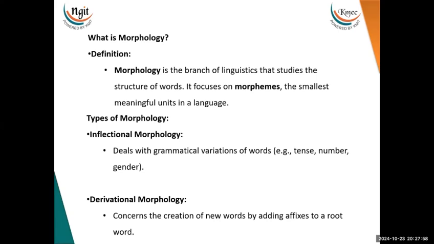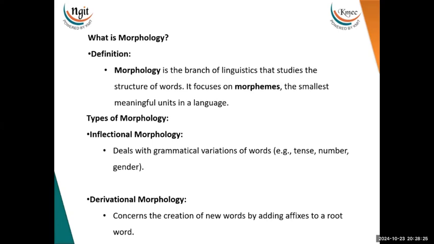So we have some types in morphology. The first one is inflectional morphology and the second is derivational morphology. Let us see the definition. Inflectional morphology deals with grammatical variations of words, for example tense, number, or gender. And derivational morphology concerns the creation of new words by adding affixes to a root word.